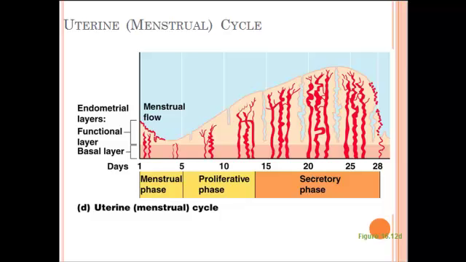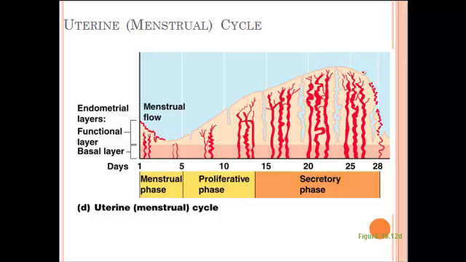So during the menstrual phase, the endometrial layer is sloughing off, and this is where the bleeding occurs. So the endometrial layer is getting very thin. And then during the proliferative phase, as the estrogen starts to rise, the endometrium starts to enlarge, the blood vessels come back in, it starts to become thicker. And then during the secretory phase, now that the progesterone is rising as well, the endometrium is getting ready for implantation of the fertilized egg.